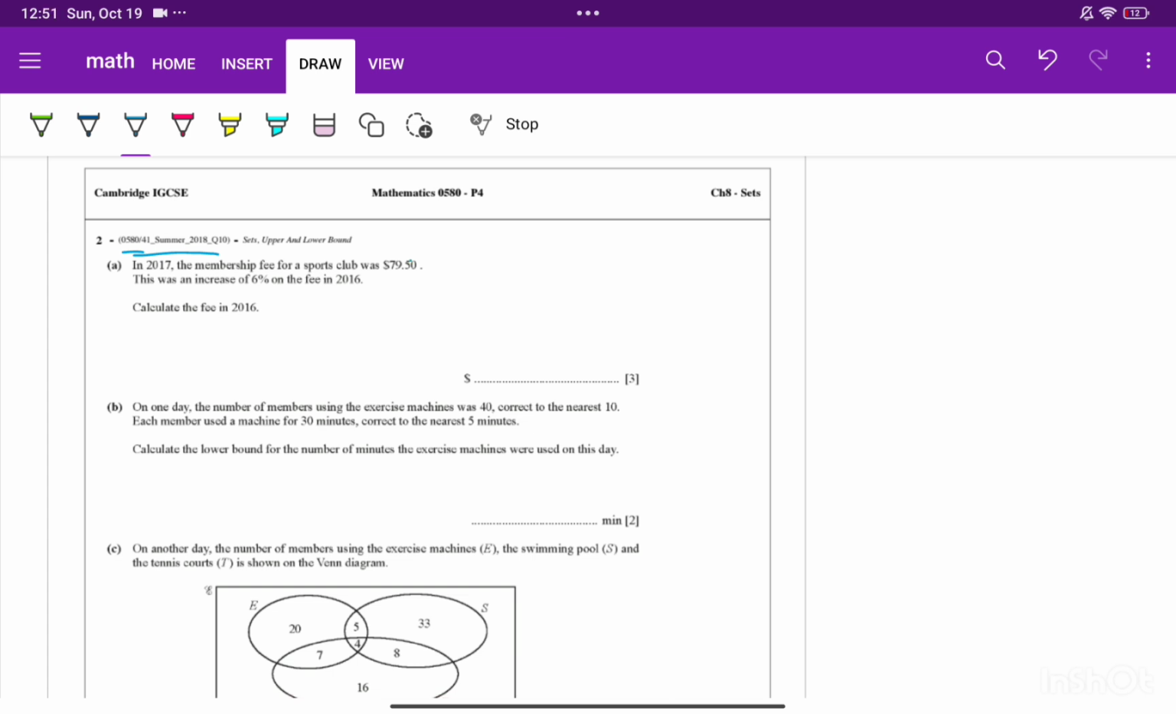In 2017, the membership fees for a sports club was $79.40. This was an increase of 6% on the fees in 2016. Calculate the fees in 2016.